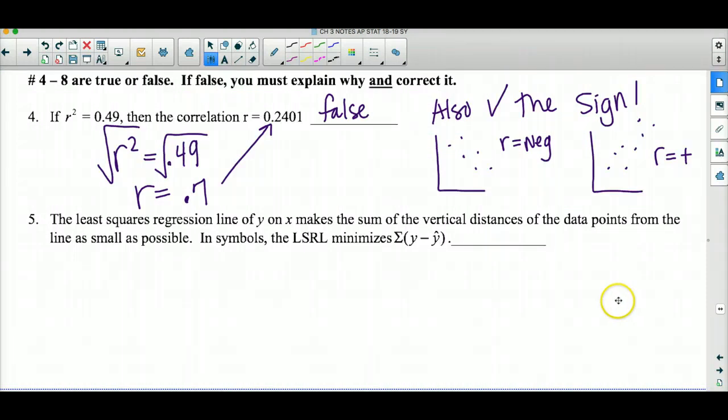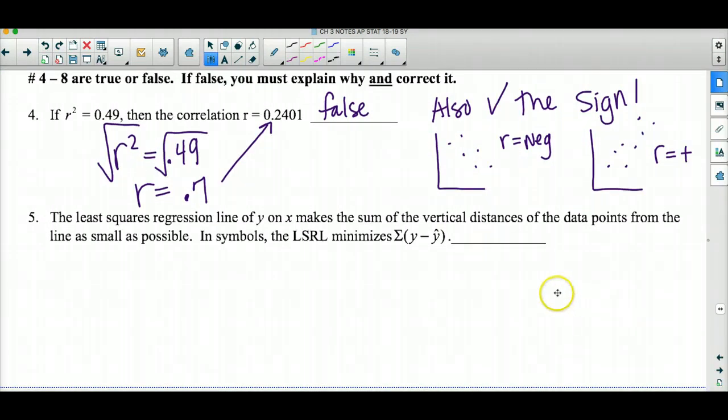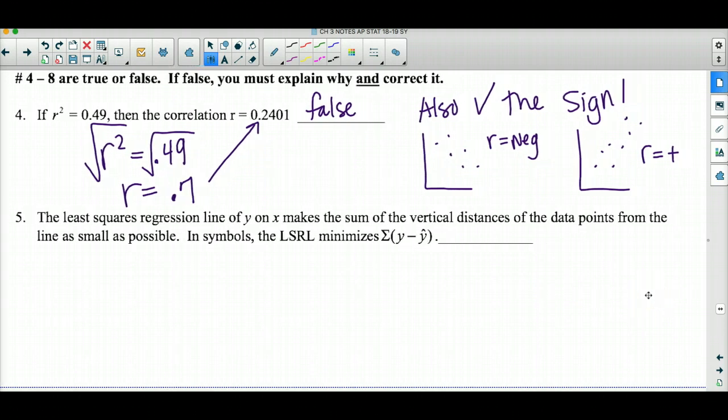Least squared regression line of y on x makes the sum of the vertical distances of the data points from the line as small as possible. That is true. Our goal is to make the residuals as small as possible. In symbols, the least squared regression line minimizes the sum of y minus y hat. This is false. You're like, but you just said true. But it's false. Why is it false?